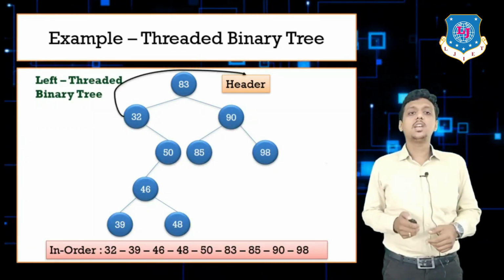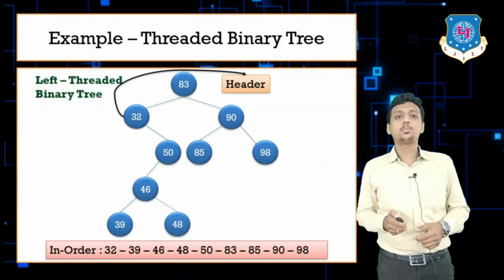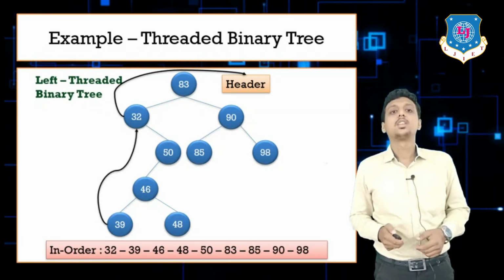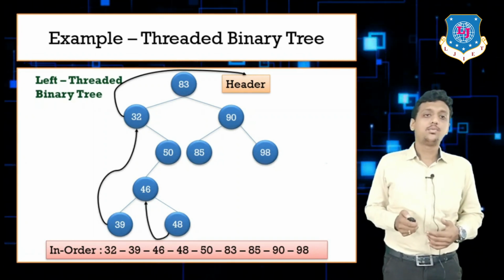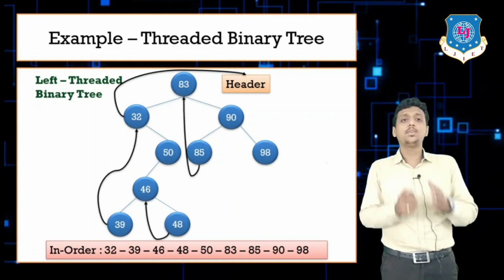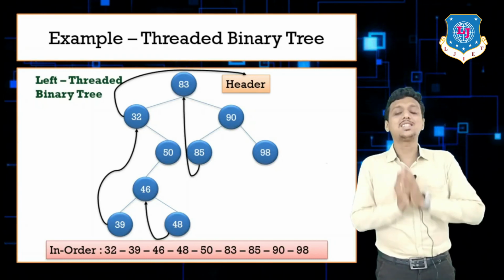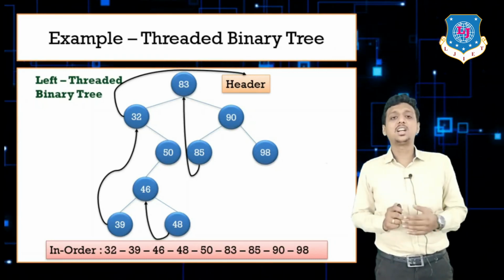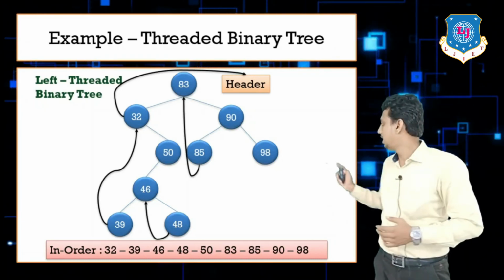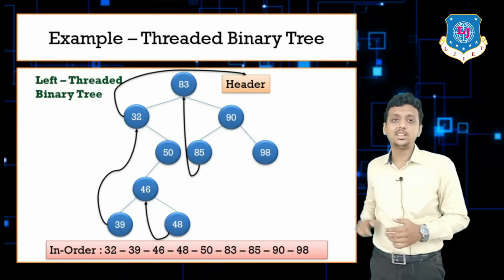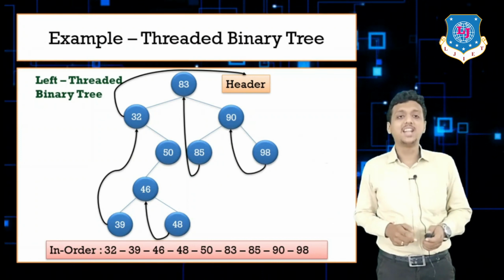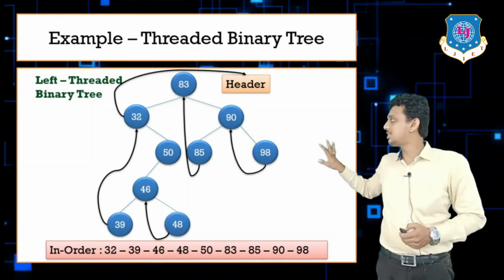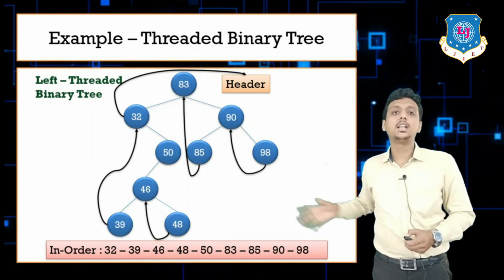Next we have 39. 39 is pointing to 32. Next we have 48. So students, 48's left pointer is modified to point to 46. Next, is there any left pointer? 85. 85's left pointer is modified to point to 83, and 98's pointer is modified to point to 90. So this is your left threaded binary tree.